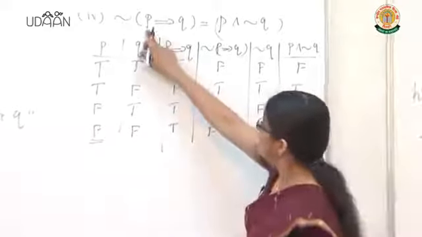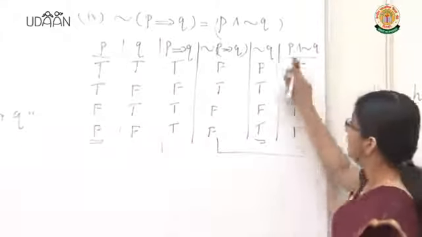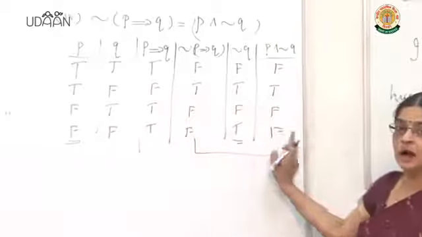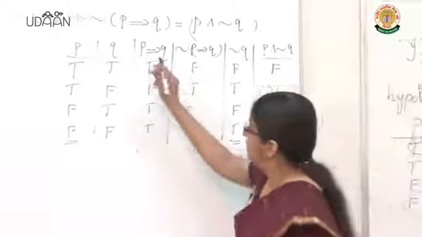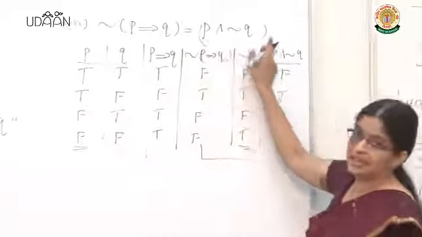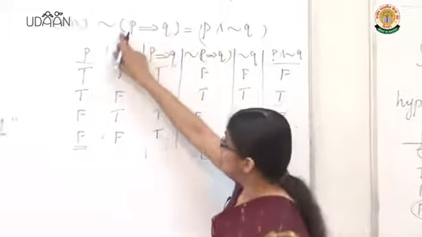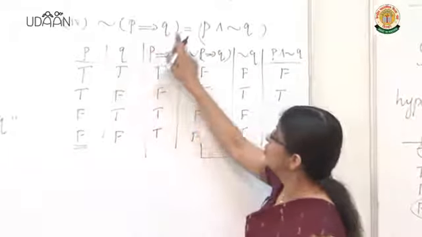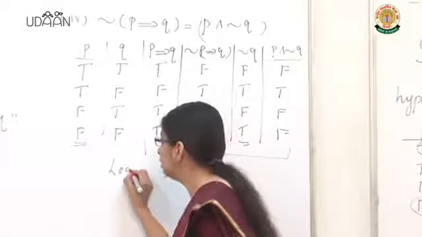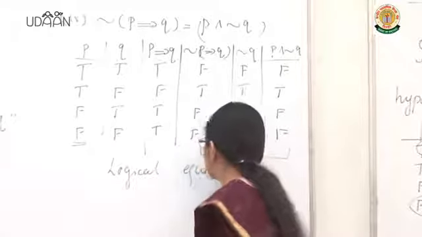Which columns do you have to see? Negation of P implies Q and then P and negation of Q. Look, the truth values are the same. We can say that negation of P implies Q equals P and negation of Q. These two statements, negation of P implies Q and P and negation of Q, are logically equivalent statements.